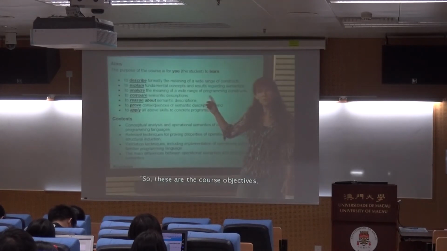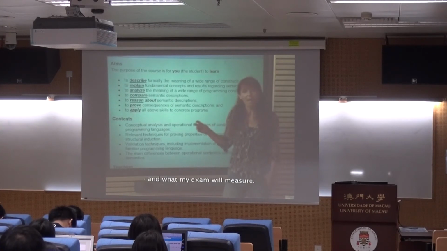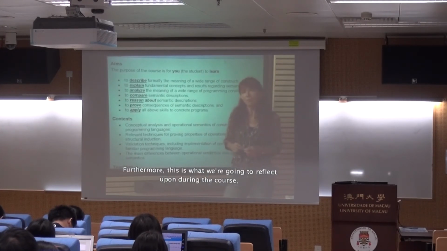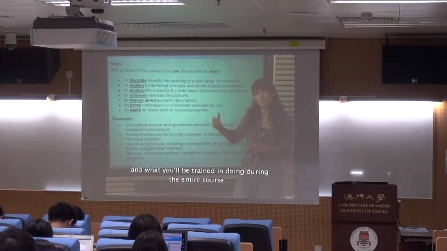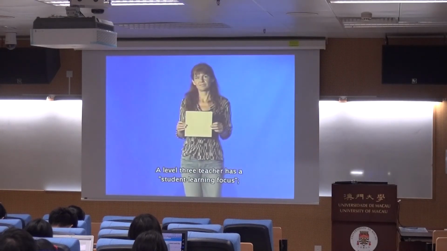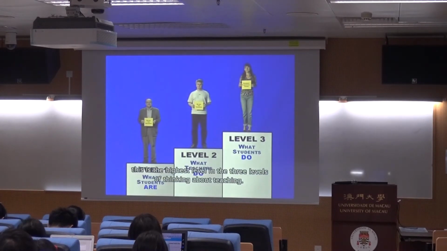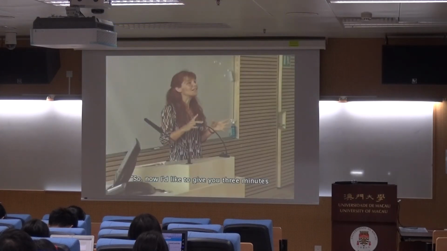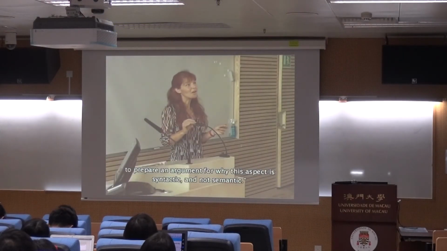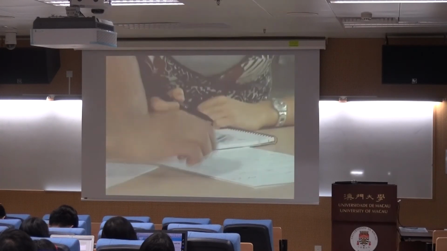So these are the course objectives, and also what you'll be expected to be able to do at the exam, and what my exam will measure. Furthermore, this is what we're going to reflect upon during the course, and what you'll be trained in doing during the entire course. A level 3 teacher has a student learning focus. This is the highest level in John Biggs' 3 levels of thinking about teaching. So now I'd like to give you 3 minutes to prepare an argument for why this aspect is syntactic and not semantic.